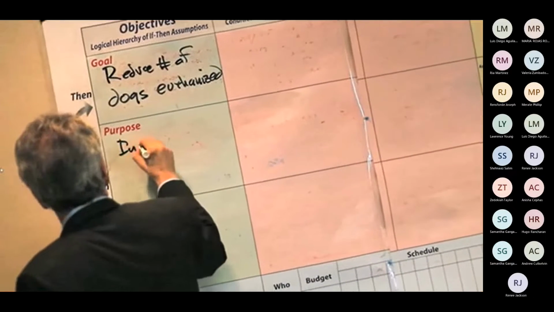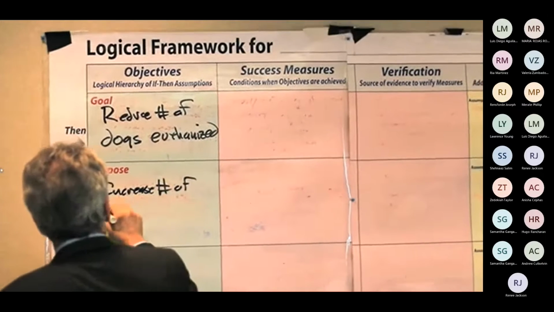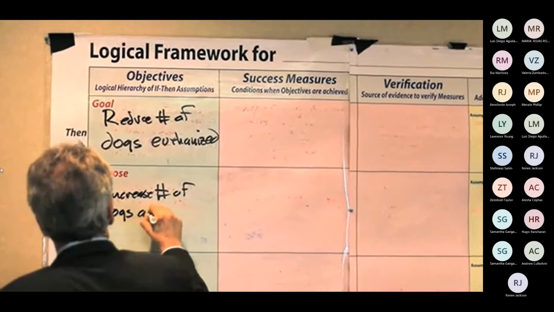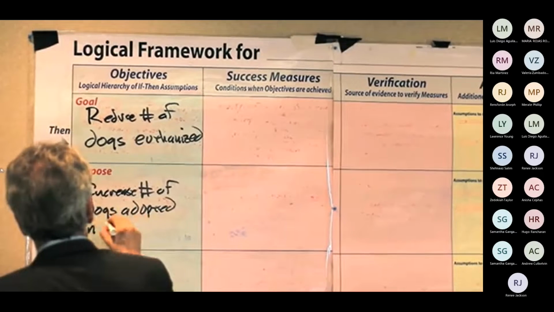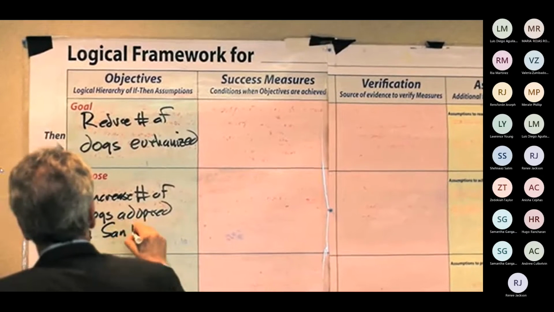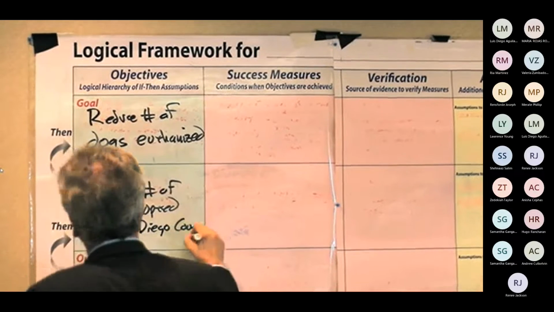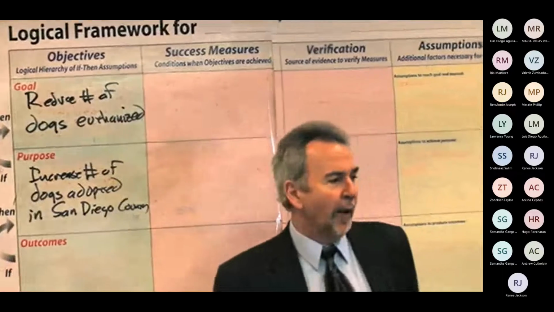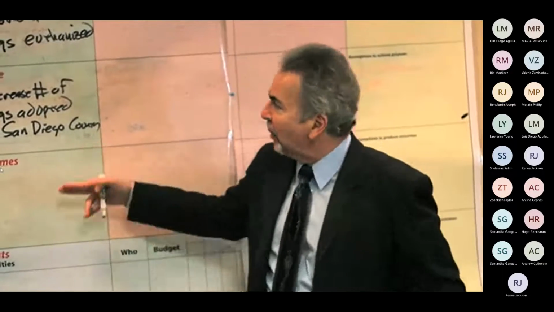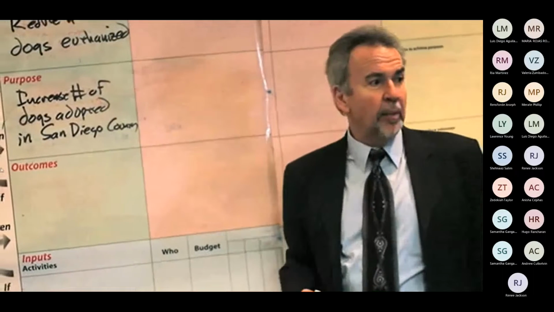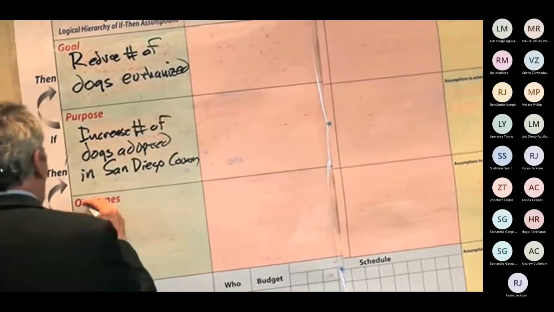Great. Increase number of dogs adopted in, shall we say, San Diego County? Sure. San Diego County. Great, so we begin to structure the hierarchy of objectives. What's one of the outcomes, one of the things that we can make happen that would lead to this benefit? Provide vet training for dogs that are difficult to place.